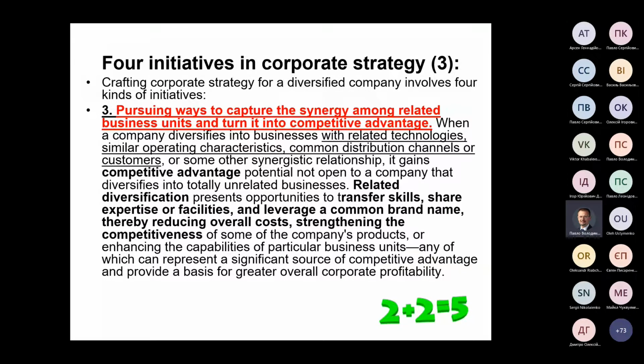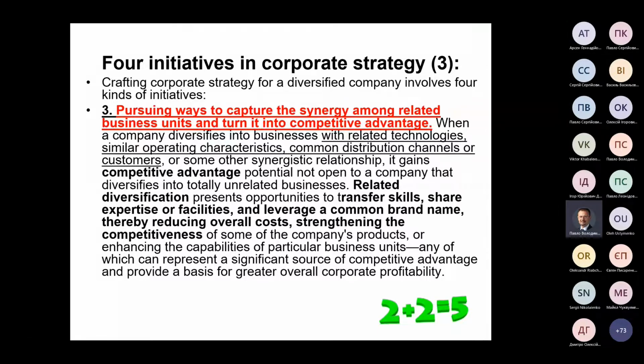The third task within corporate strategy is supporting synergy among related businesses. It is very interesting. Actually, it's not a mistake. I put this picture here. So in economics, sometimes 2 plus 2 is equal not to 4, but to 5. How is it possible? It is possible when we have some interrelation and interconnection among at least two strategical business units, and we can increase profitability of our company.